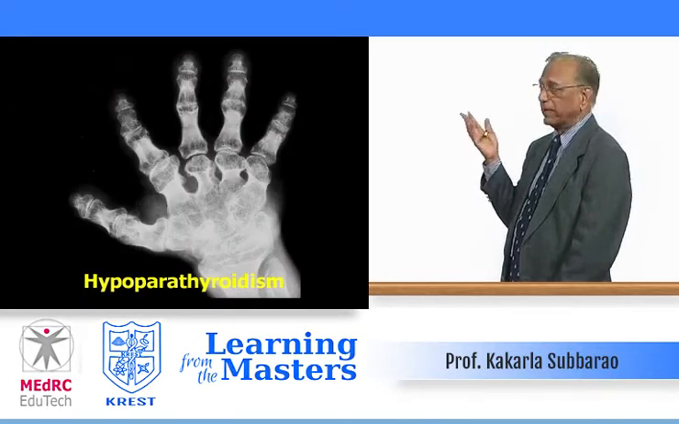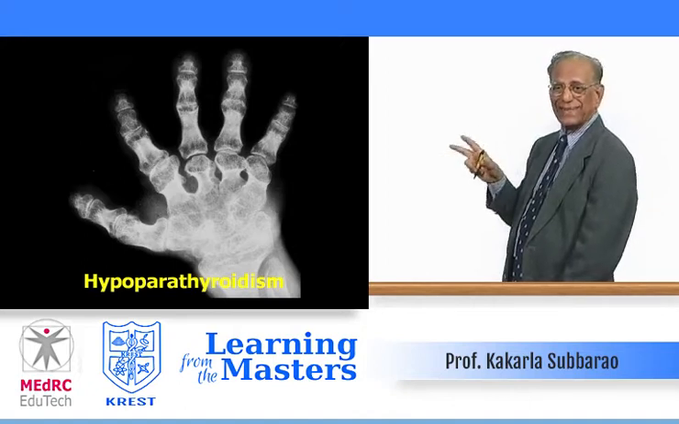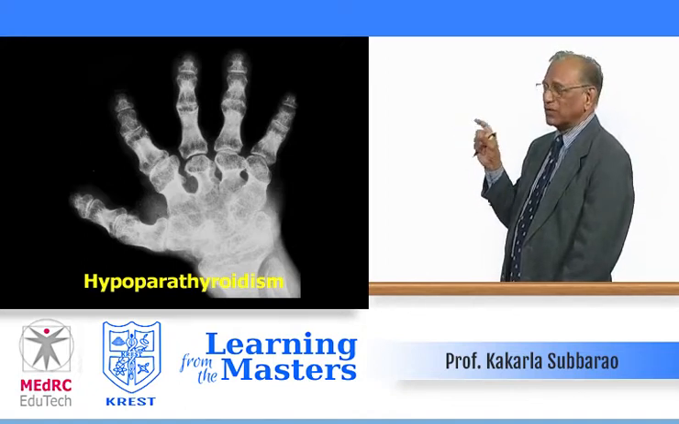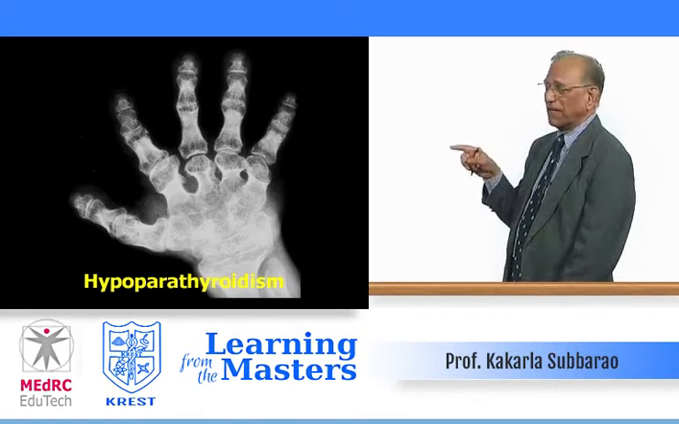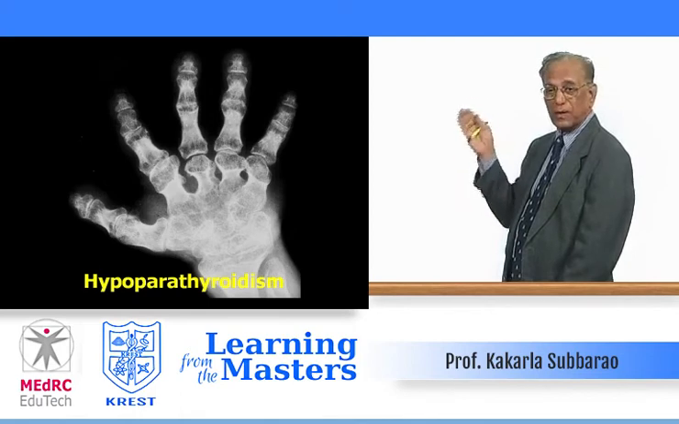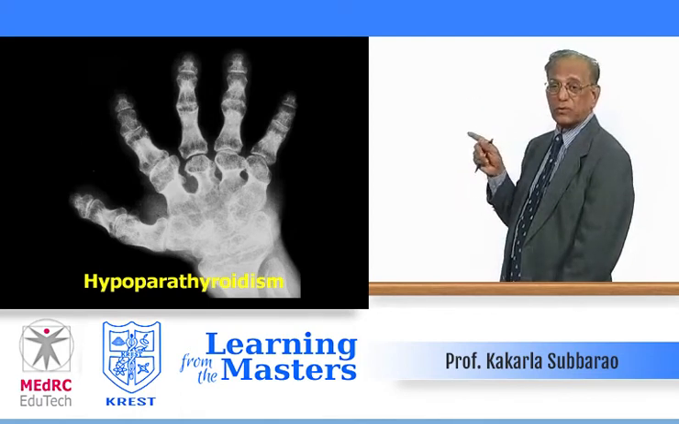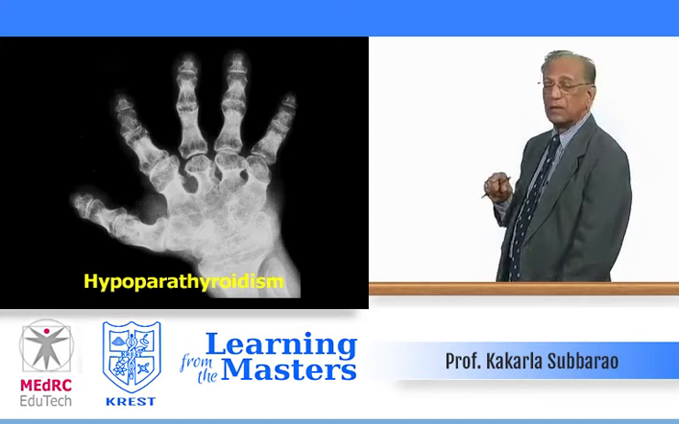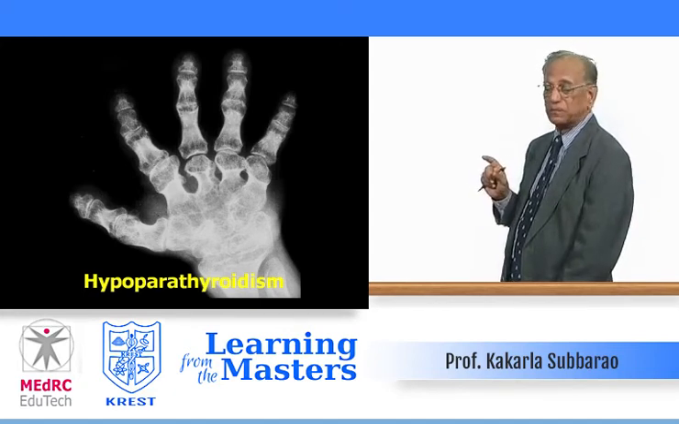Hypoparathyroidism, where there is brachydactyly. Look at the widening and shortening of the metacarpals and phalanges. Typical example of hypoparathyroidism, although this may simulate, as we remembered earlier, peripheral dysostosis. But there, the size of the bones is not this big or this large.